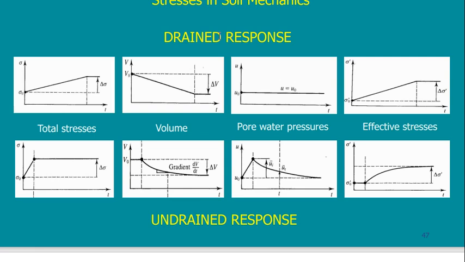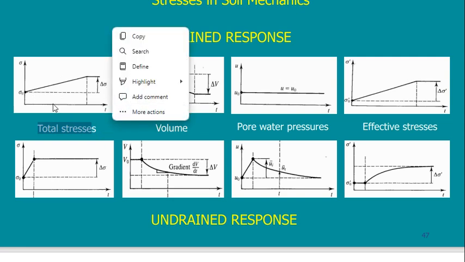How can I prevent it from leaving the soil? I just make a very quick loading. In this case, water cannot leave the soil. So how will the total stress be presented? This is the case for the drained and the undrained.